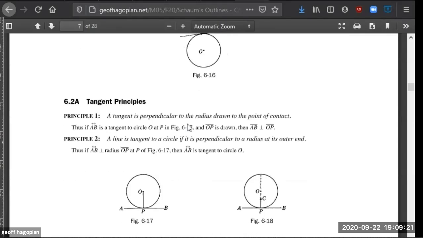Principle 1: a tangent is perpendicular to the radius drawn at the point of contact. This is sort of a biggie you use a lot in your subsequent math courses. So why is that? Well, it's proved in Euclid. I wonder if we can find the Euclidean proof. So radius is perpendicular to a tangent to a circle.